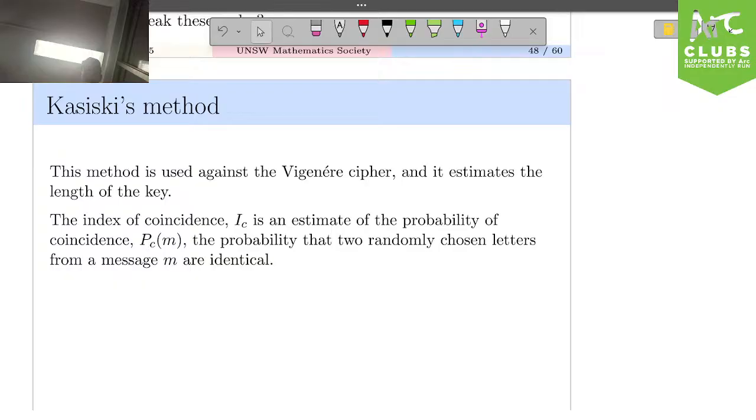Alright, so how are we going to do it? We're going to start by estimating this thing called the index of coincidence. The index of coincidence is basically, if I give you 2 letters in your encoded message, what is the probability that they're the same? That's called the index of coincidence.